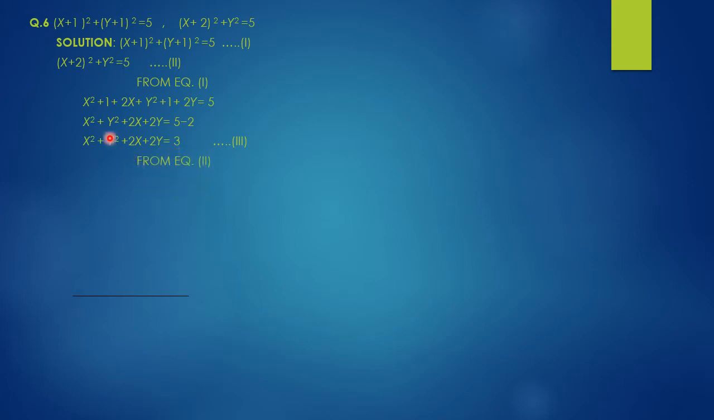From equation number 2, which is (x plus 2) whole square plus y square is equal to 5, by opening the formula, x square plus 4 plus 4x plus y square is equal to 5. So x square plus 4x plus y square is equal to 5 minus 4. x square plus y square plus 4x is equal to 1, which is equation number 4.